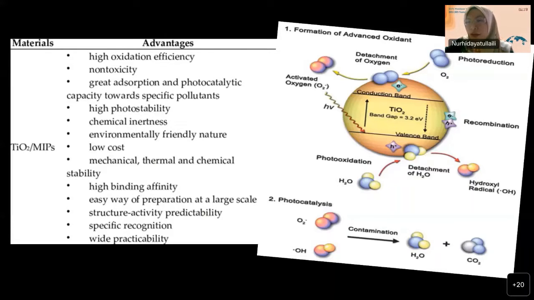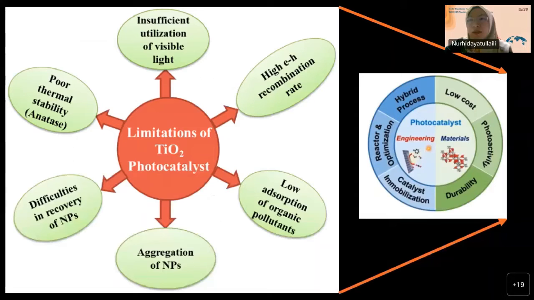And it also has chemical inertness, is environmentally friendly, low cost, and is stable in terms of mechanical, thermal, and chemical properties, and has a binding affinity for the adsorption of water pollutants, and is practical. But there are some limitations of titanium oxide. Okay, so the first one is on the utilization of visible light.